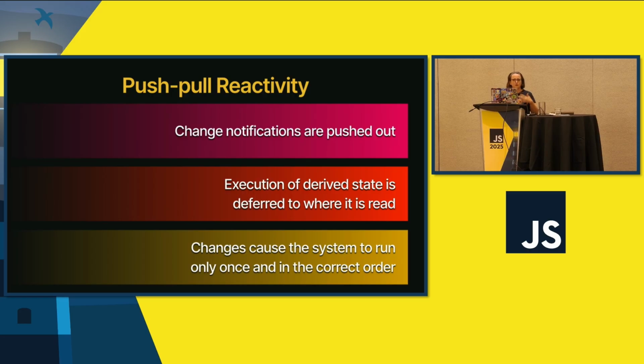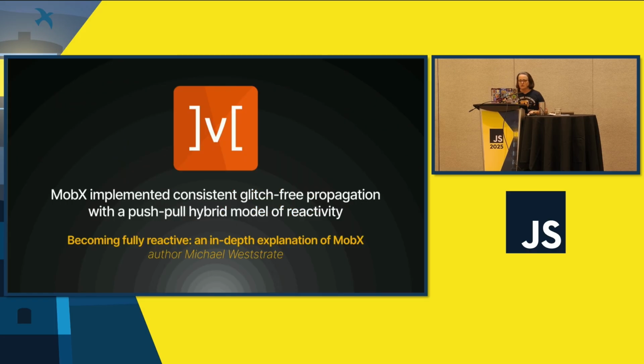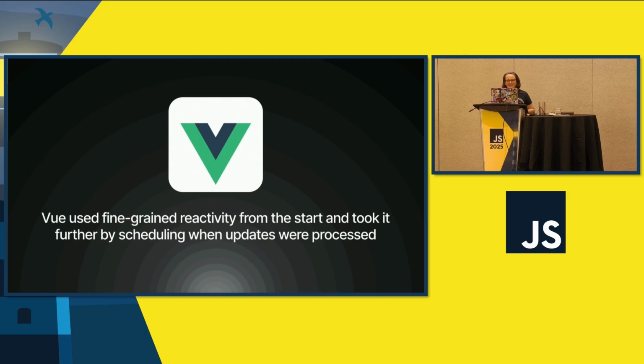So then we get the idea of push-pull reactivity. The idea with push-pull reactivity is that change notifications are pushed out, and the execution of the derived state is deferred to where it's read. So if you never read the state, it never executes. This causes the system to run only once and in the correct order. MobX implemented consistent, glitch-free propagation with a push-pull hybrid model of reactivity. Again, this is an article that goes into an in-depth explanation of MobX, if you'd like to read about that.